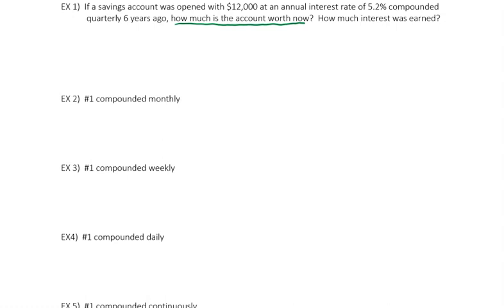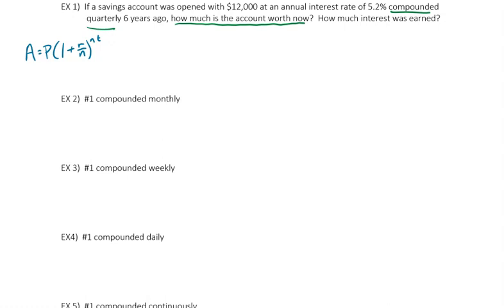So we see that it says compounded quarterly. So automatically, as soon as we see compounded quarterly, we know it's going to be the A equals P times 1 plus R over N to the NT. We know it's going to be that formula.